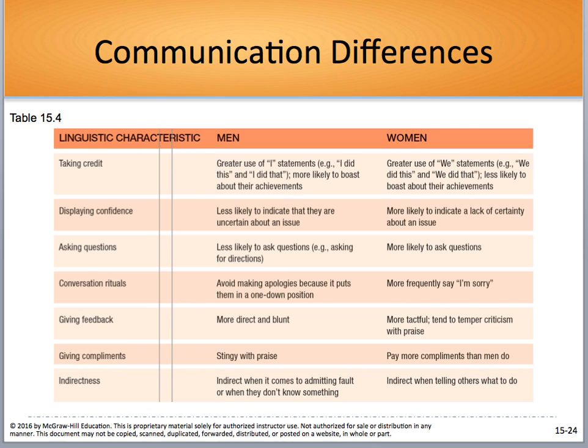So you can see the different ways of communicating and why you need to take that into consideration. And it's not all men or all women, but you will notice that this is how our families and society have helped mold us and shape us, so that we find ourselves having these various linguistic characteristic differences between the genders.